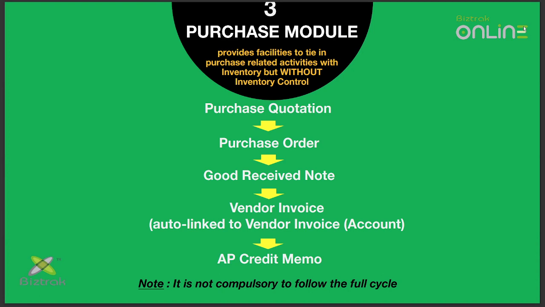So the user can key in the goods receive note as well, and then the user can also key in the vendor invoice with inventory related. Under the purchase module we also have the AP credit memo. This is the full cycle of the purchase module, but it's not compulsory for a user to follow the full cycle. Maybe your business starts with the purchase order, or maybe you don't have any purchase order and directly key in the vendor invoice.